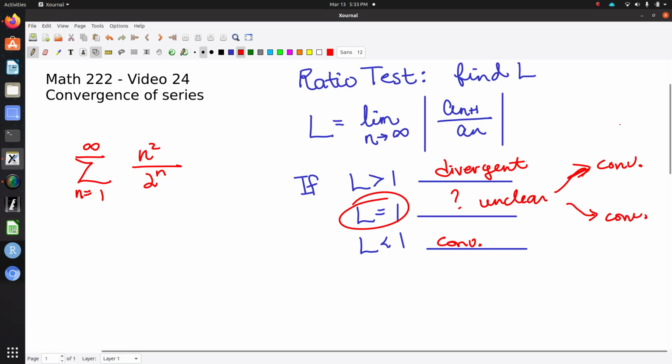Or it could be something in the middle called conditionally convergent, which we'll talk about in a second.